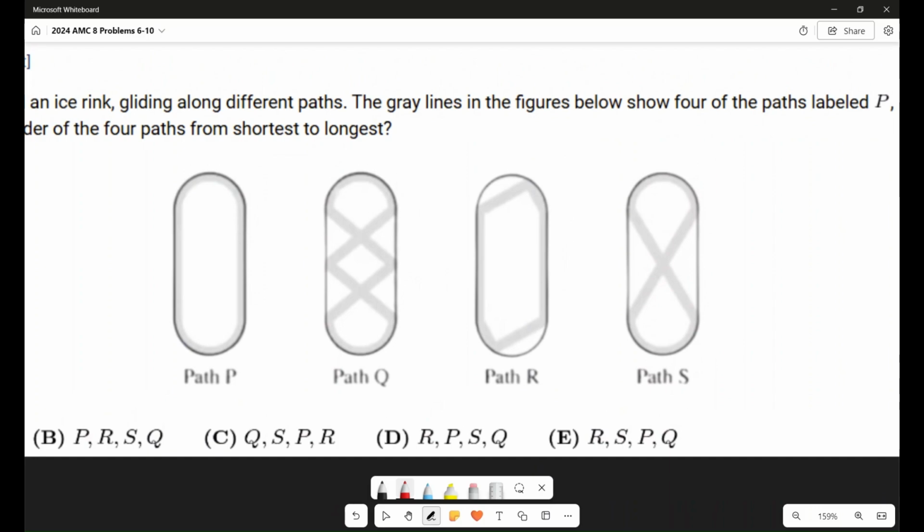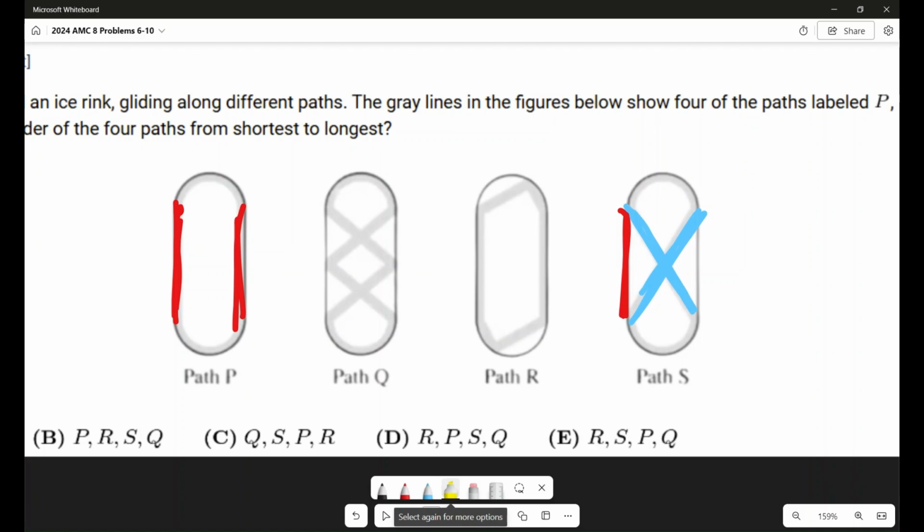We'll label P with red and S with blue. So the first question we ask ourselves is, what's different about P and S? They both have the arcs, but P has these horizontal lines, whereas S has these diagonals. So essentially, we're just comparing red to blue. So let's draw one of those red lines on S.